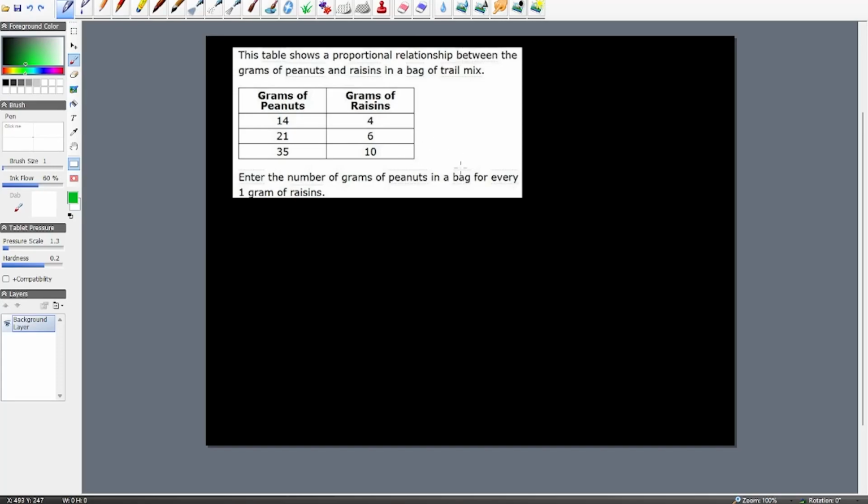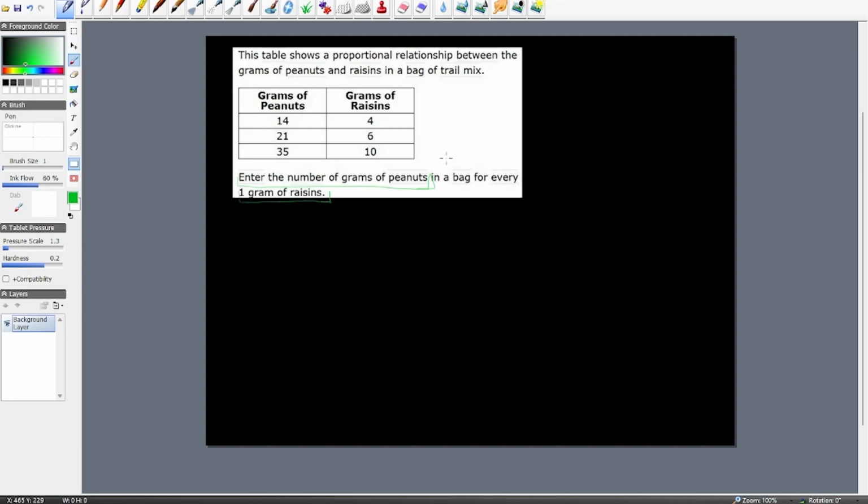This table shows a proportional relationship between the grams of peanuts and raisins in a bag of trail mix. Enter the number of grams of peanuts in a bag for every 1 gram of raisins. So the amount we don't know is the number of grams of peanuts. That's what we're being asked for. And they want to know that amount per 1 gram of raisins.